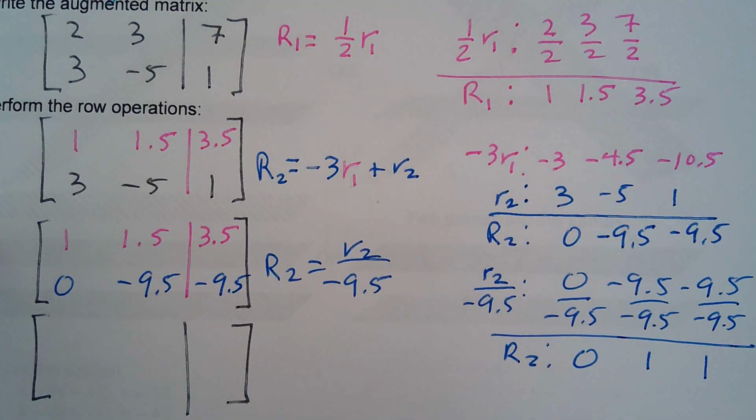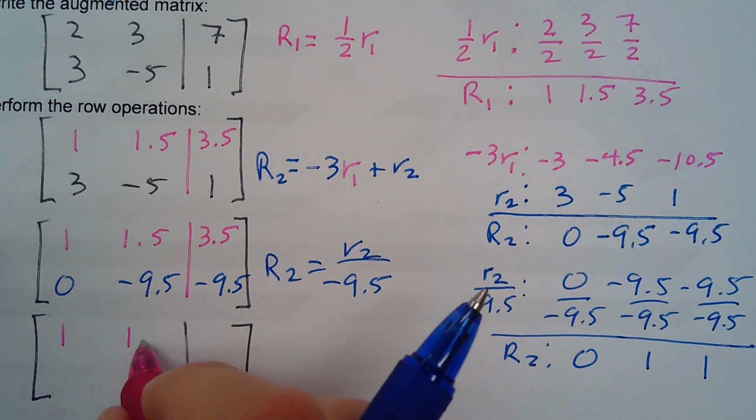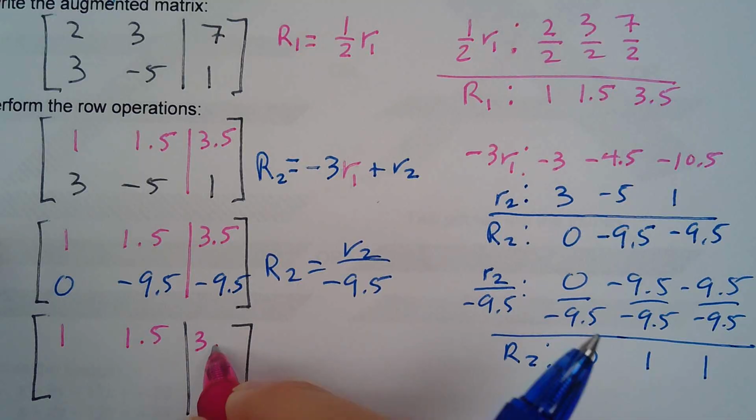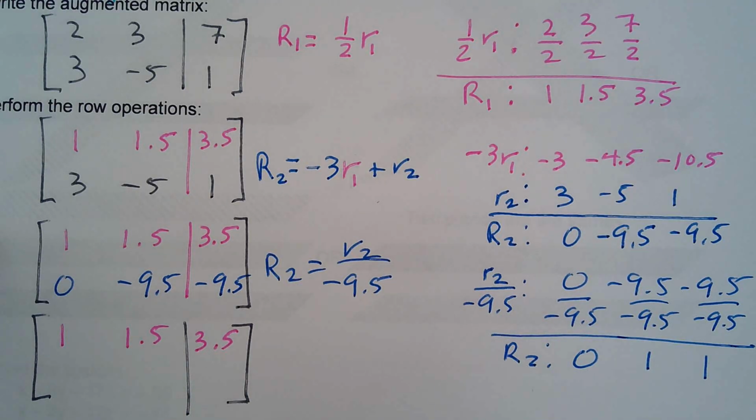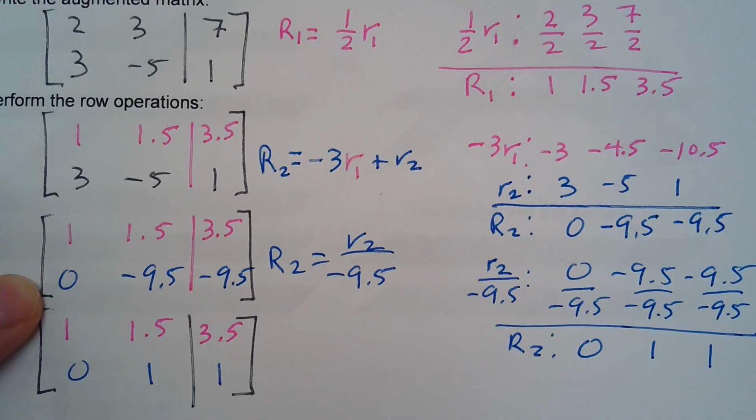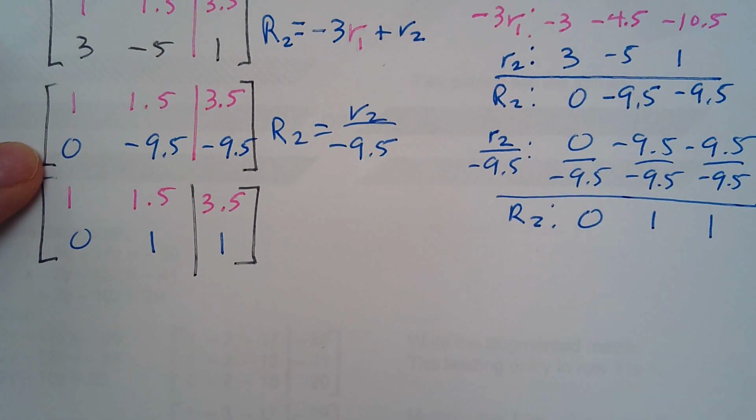So row 1 still the same. And now row 2 I have 0, 1, 1. I've now completed the third step.